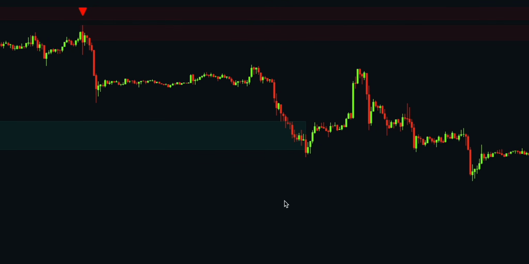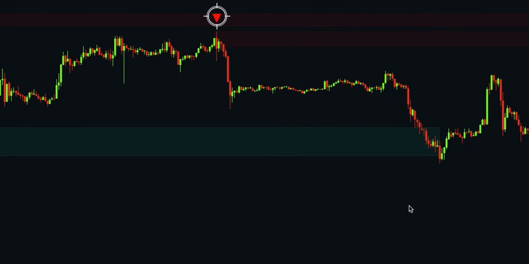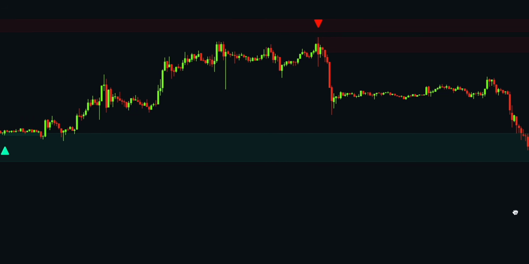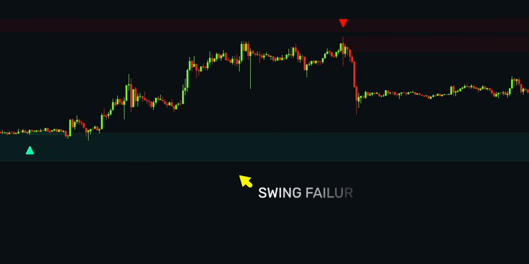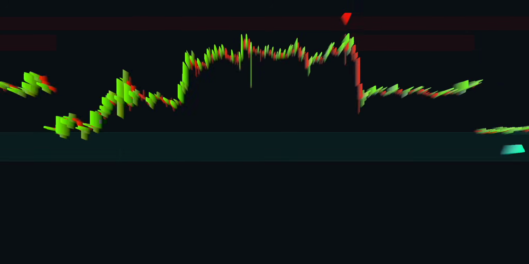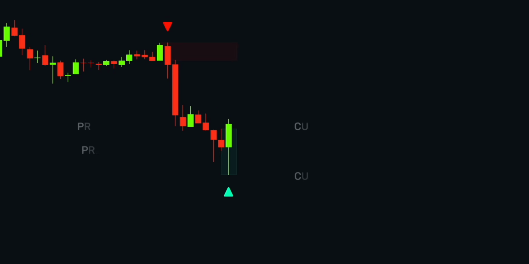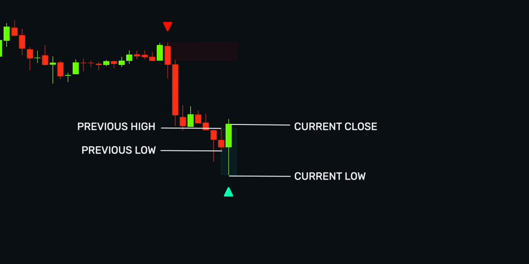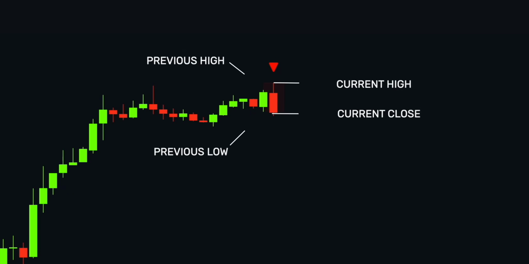The indicator calculates the direction and length of each candle to identify swing failure points by comparing current high and low prices with those from the look-back period. A bullish swing failure is detected when the current low is lower than the previous low and the close is higher than the previous high. While a bearish swing failure occurs when the current high is higher than the previous high and the close is lower than the previous low.